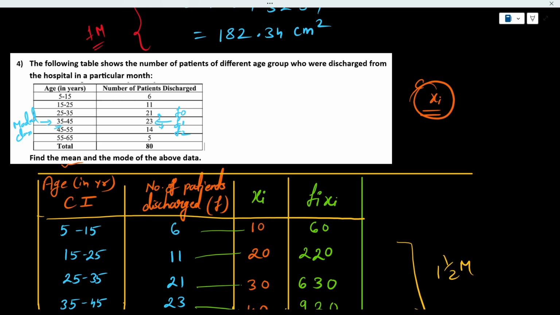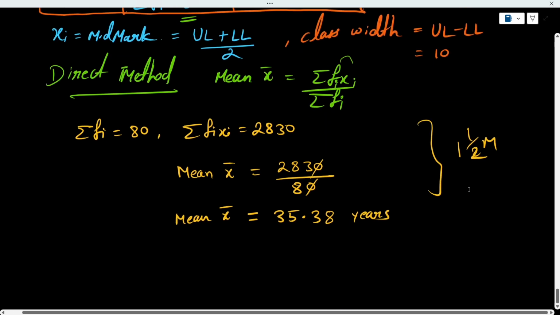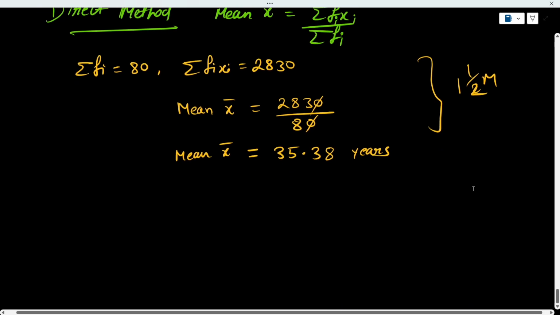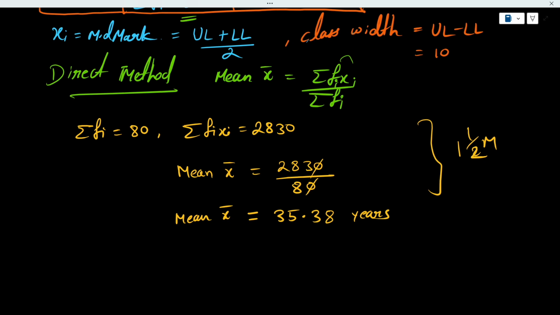Then we take the lower limit of the modal class. And what is the H here? H is the class width that we have seen, that is 10, because here we have taken class width, which is H. So first you start by writing the formula, right? Because mode is the most frequent value. What is the formula here?